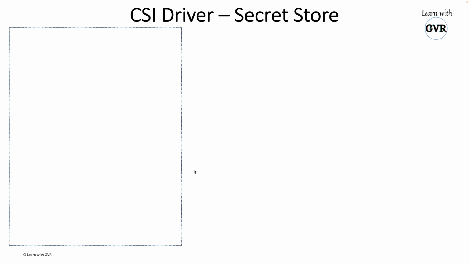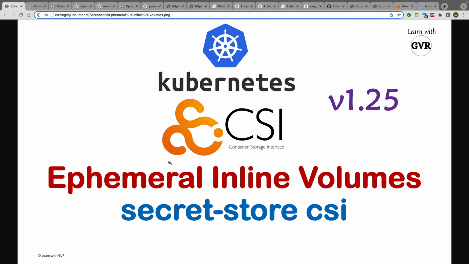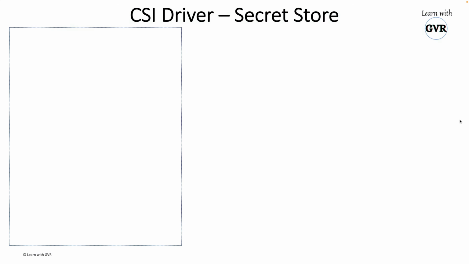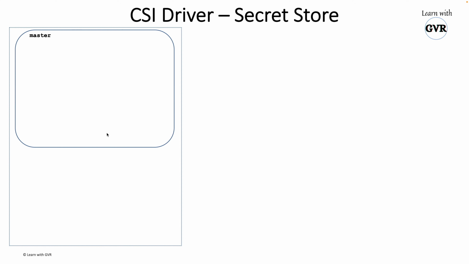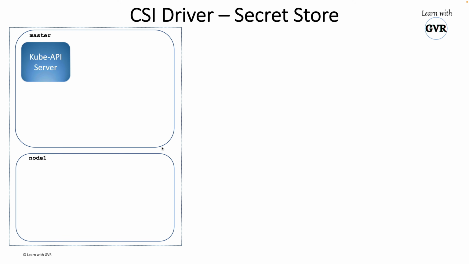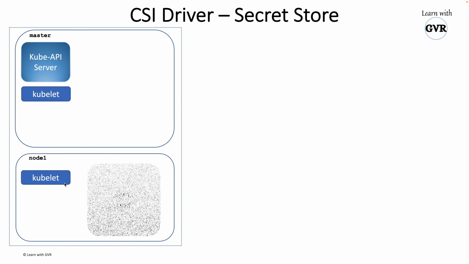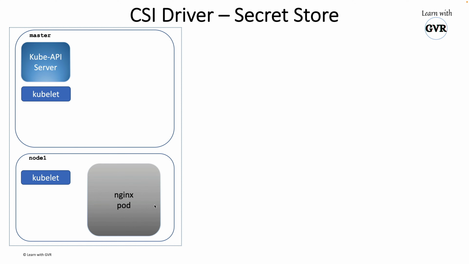Now this is today's topic, CSI Driver Secret Store. So if you look at today's topic, it is ephemeral inline volume, Secrets Store CSI. So now this is a Kubernetes cluster. We will come to what this is. This is a master node and this is a worker node, right? And of course the master node will have a kube API server and kubelet, and the worker node will have a kubelet as well. And you have an Nginx pod, right? And of course the communication will happen from the kube API server to the kubelet, and the kubelet will talk to the pod.